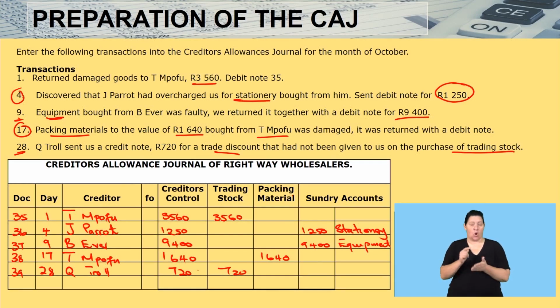Quickly have your calculator, you totalize the creditors control column, you should get an amount which is 16,570. Let's come to the next column, the trading stock column. You should get an amount which is 4,280. We come to the packing materials. There's only one amount, 1,640. And then lastly, your sundry accounts, 10,650.